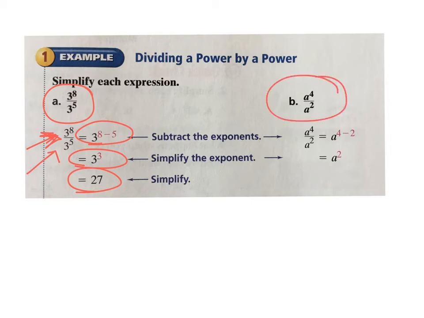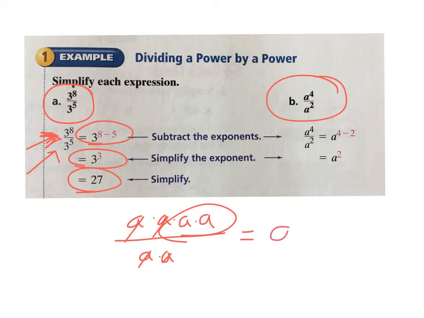So again, a to the 4th divided by a squared. If you had to think about it, it would be a times a times a times a over a times a, and these guys would cancel out, leaving us with a squared. But again, the shortcut, when we have division, a to the 4 divided by a to the 2 is a to the 4 minus 2, which leaves us with a squared.